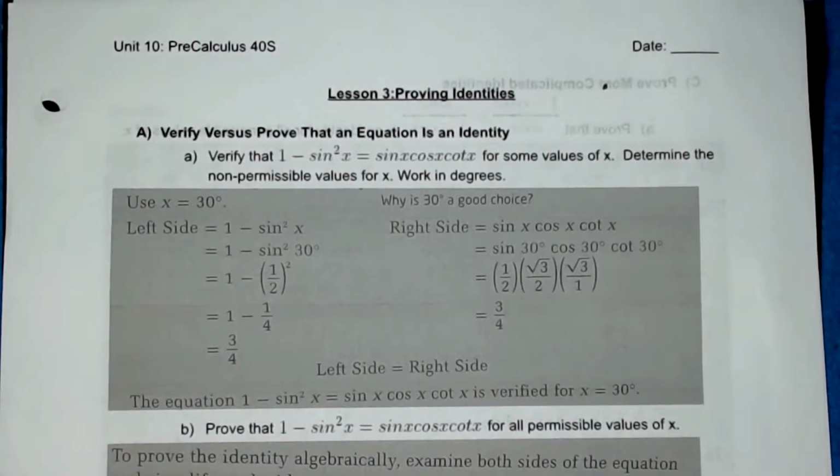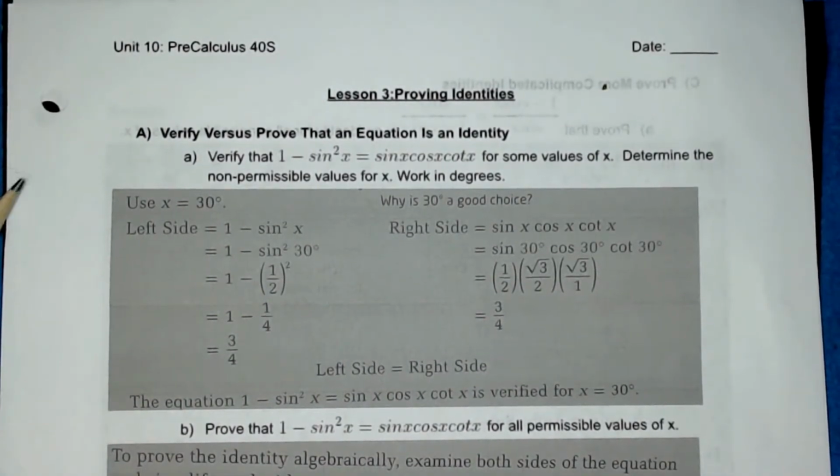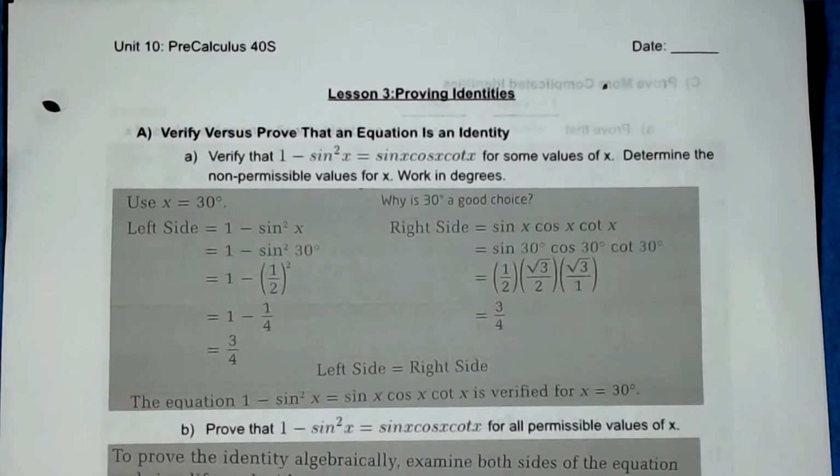In part A, verify versus prove that an equation is an identity. So in part A, verify that 1 minus sine squared x equals sine x cotan x for some values of x. Determine the non-permissible values, work in degrees. We're using 30 degrees. You probably wouldn't want to use any intervals of pi here or any intervals of 90 degrees because cotan x will have that undefined value in the denominator. So 30 degrees is a pretty safe standard angle that you can just plug in and see if they're equal.